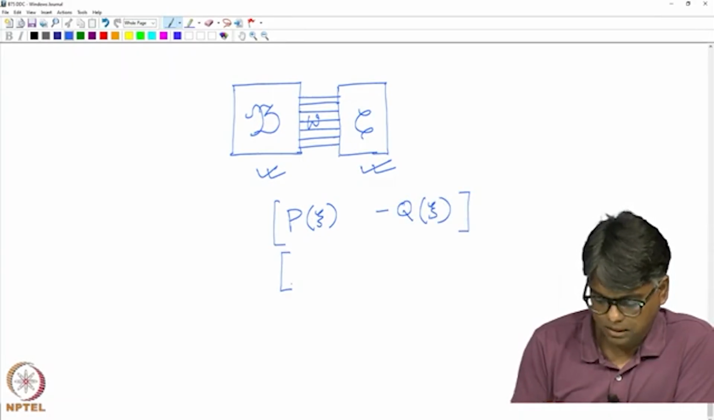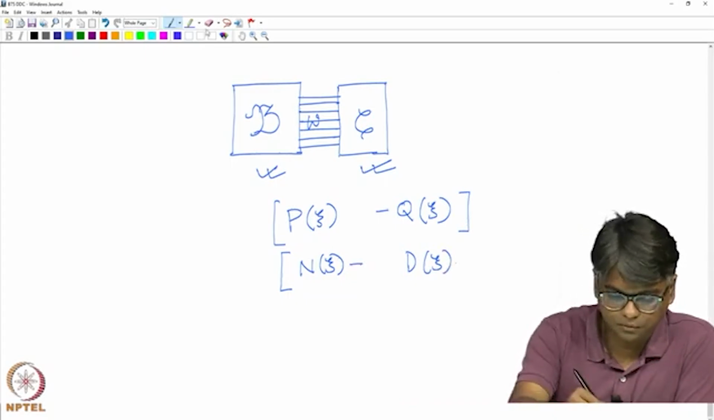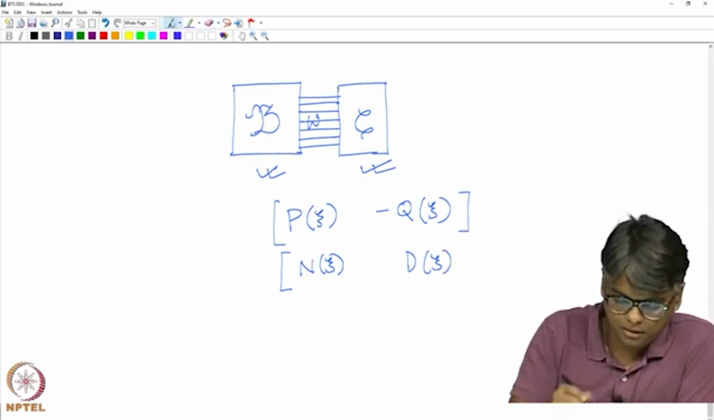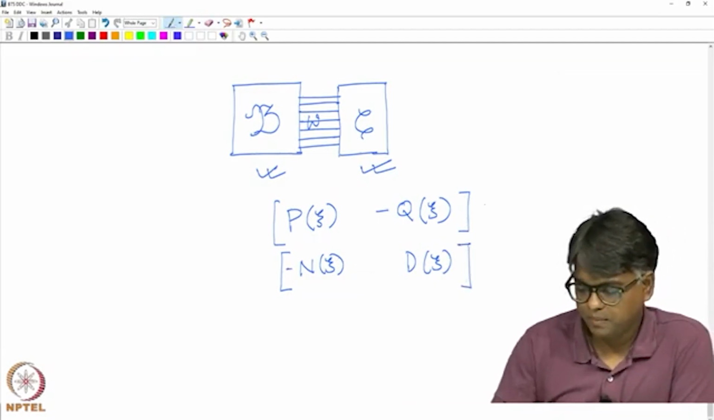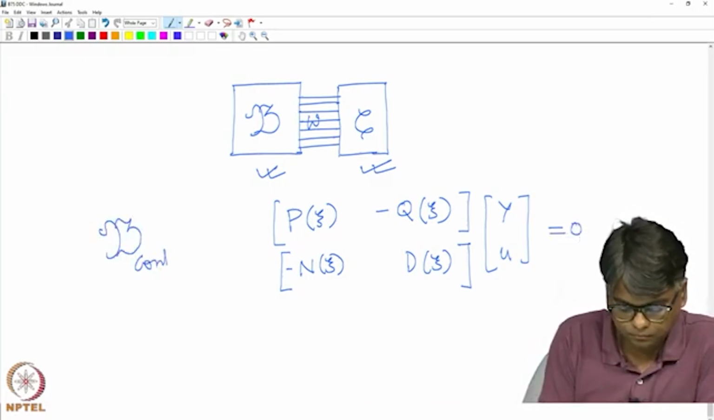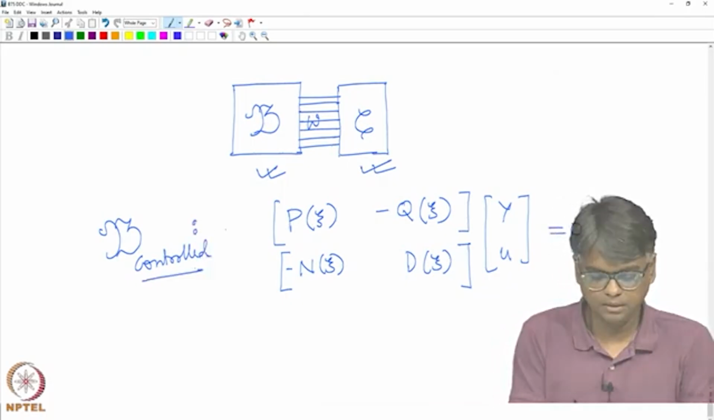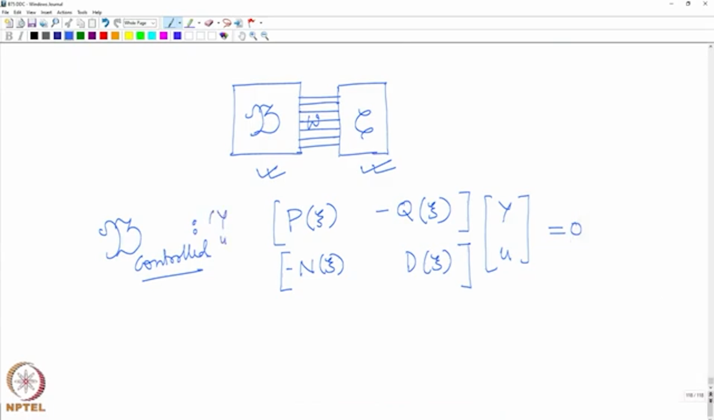the new laws are, let us say, n(ξ) and d(ξ). Perhaps I can put a minus sign over there, it's really of no significance. Together this is what we have, y u equal to 0. This is the controlled behavior, given by these equations, y u such that these equations are satisfied. Now if that is the situation, what do we mean by pole placement?